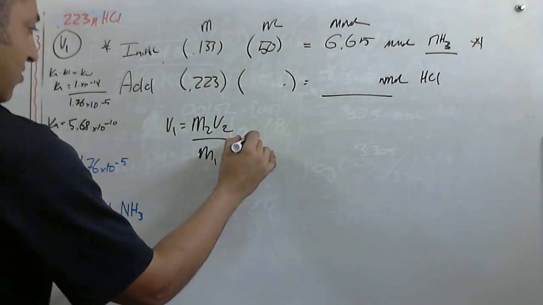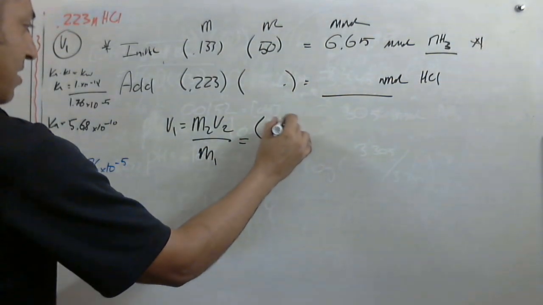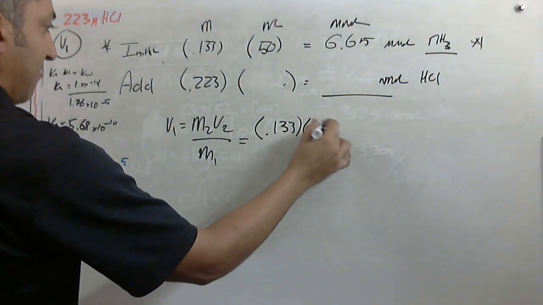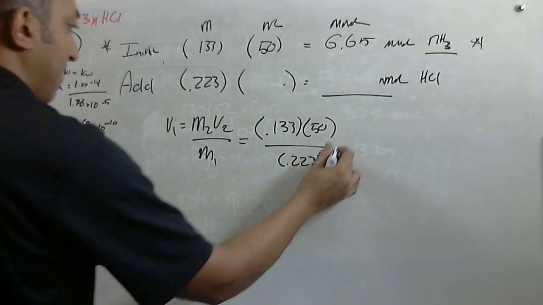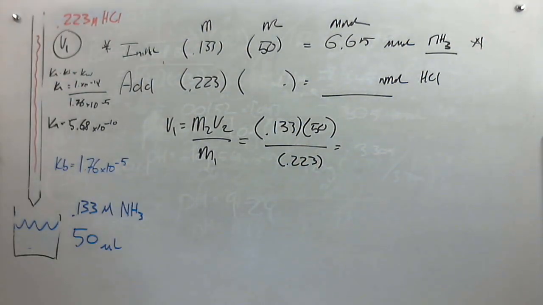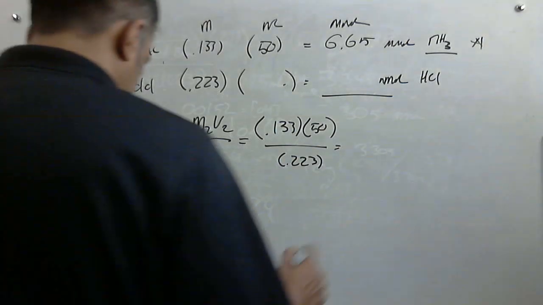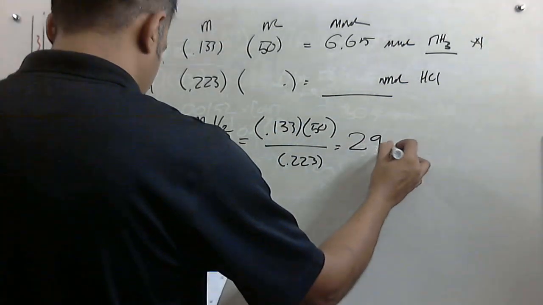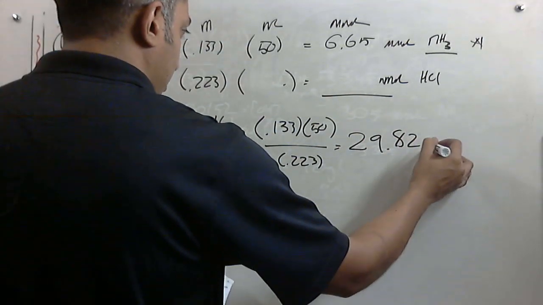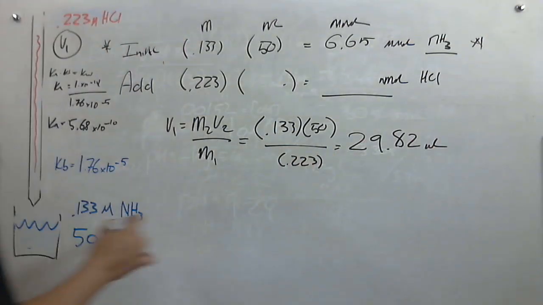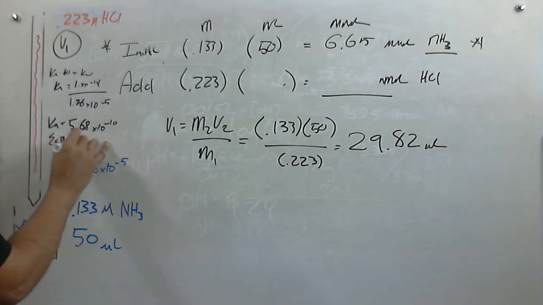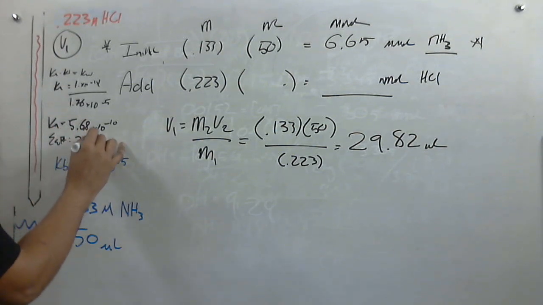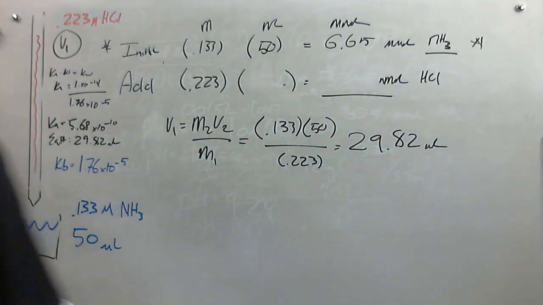M1. So let's go ahead and put our values in here. We have 0.133 times 50 over 0.223. We should get a volume of 29.82 milliliters. This is our equivalence point. Let's put that right here. Equivalence point is going to be 29.82 milliliters, and it wants the pH of that.